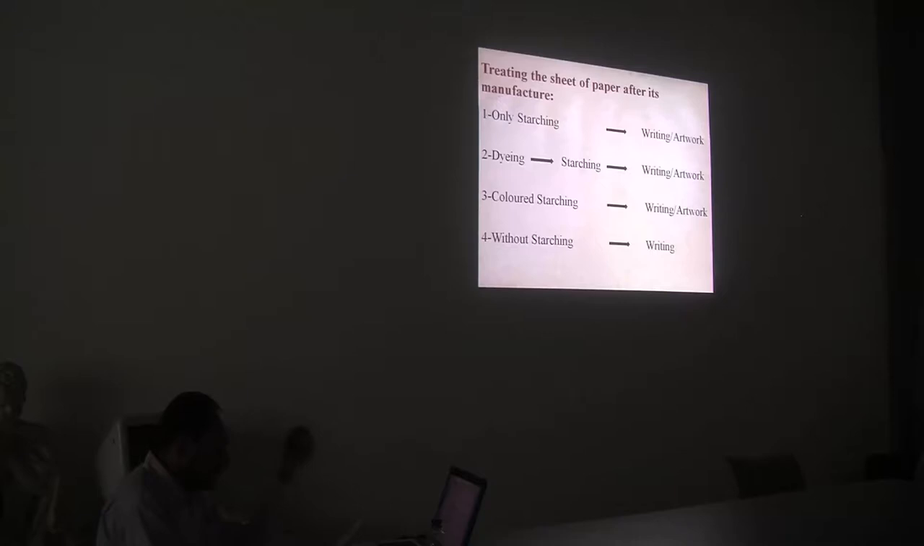The last method was intentionally using a rough paper for writing to allow the ink to penetrate inside the paper to prevent forgery. This technique was used during the Ottoman Empire and mainly in official correspondence.